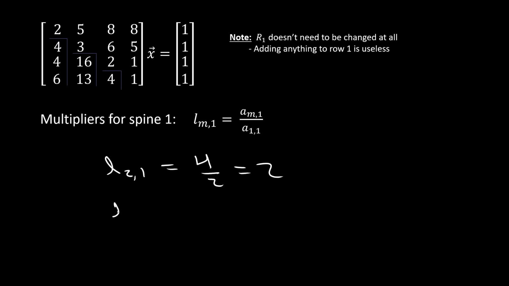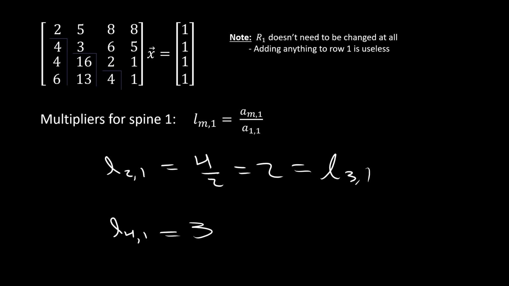Our second multiplier, L31, is the same exact thing. 4 divided by 2, which is 2. So we're just going to clean this board up and say that that is also rather conveniently L31. We can also get L41 here really simply, which is just 6 divided by 2, which is just 3.